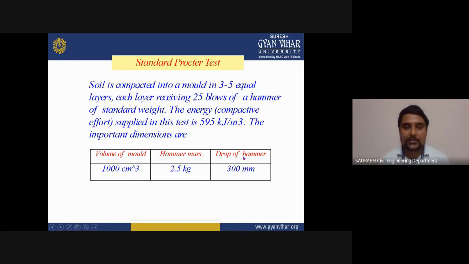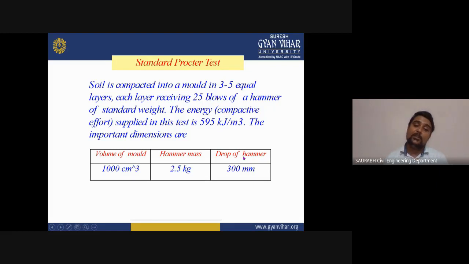modified Proctor test. As mentioned here, soil is compacted into a mold in 5 equal layers, each layer receiving 25 blows of a hammer of standard weight. The energy supplied in the test is 595 joule per meter cube. The important dimensions are here. These dimensions are very important, and they may be asked in your exam.